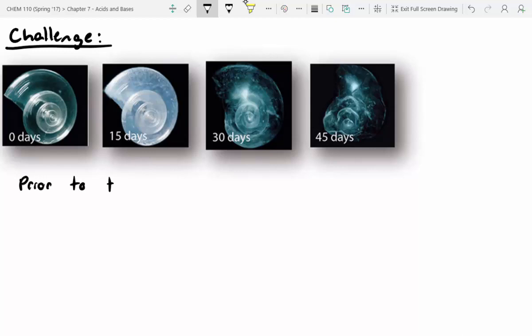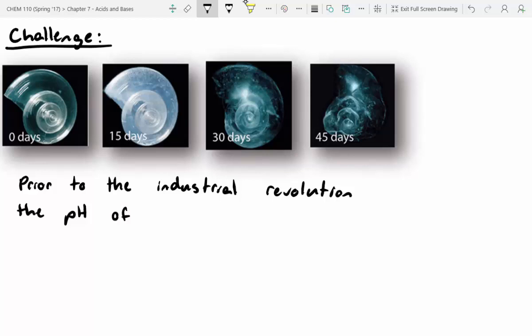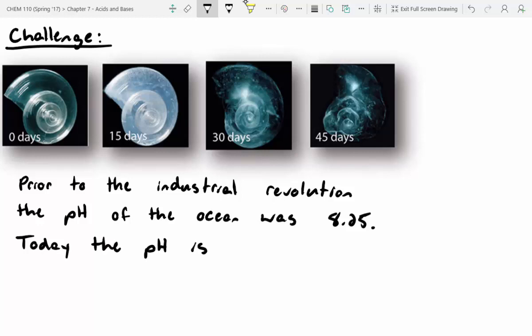So prior to the Industrial Revolution, we had a pretty steady pH level. The pH of the oceans was right around 8.25. Was 8.25 basic or acidic? Basic. So slightly basic. Today the pH is 8.1 approximately. Let's do 8.14, we'll keep the sig figs the same. And we're actually projected to go all the way down to about 7.8 at the end of this century.